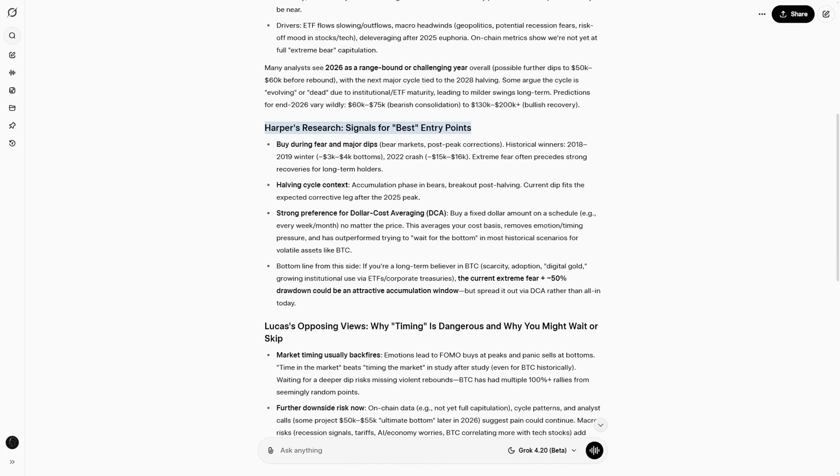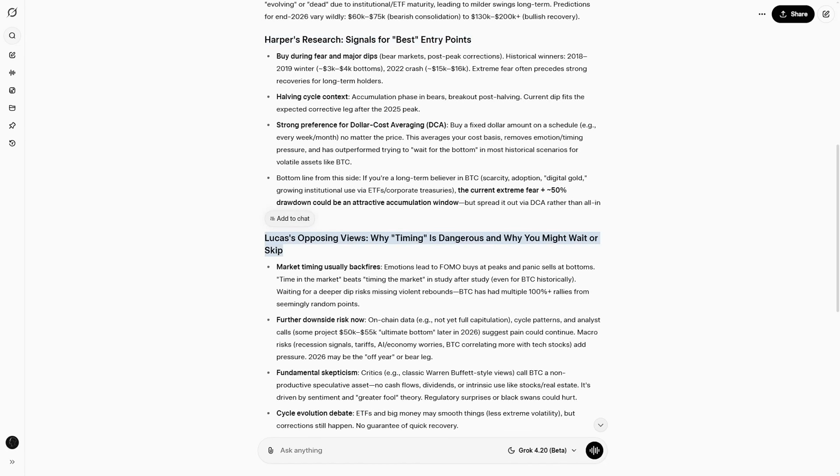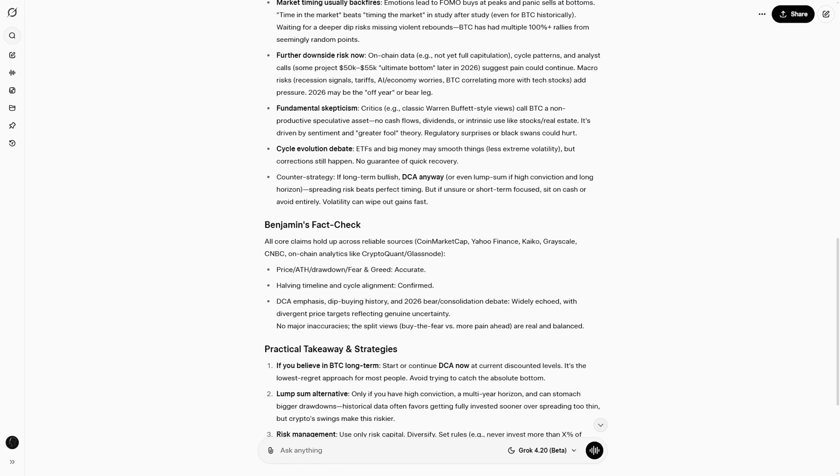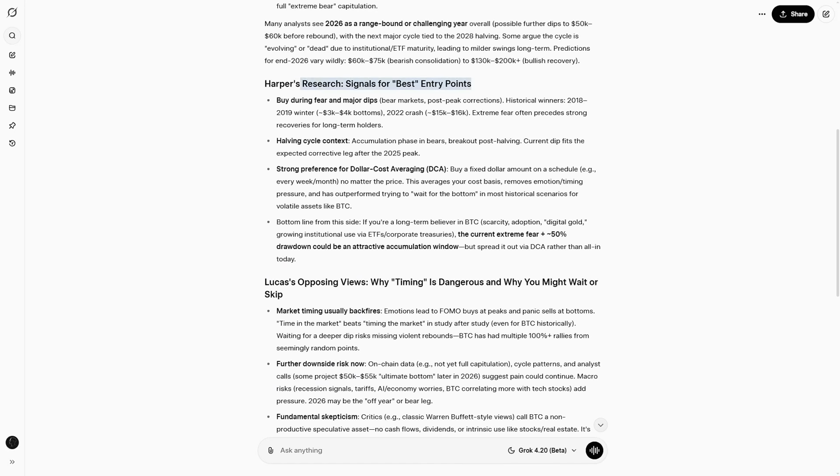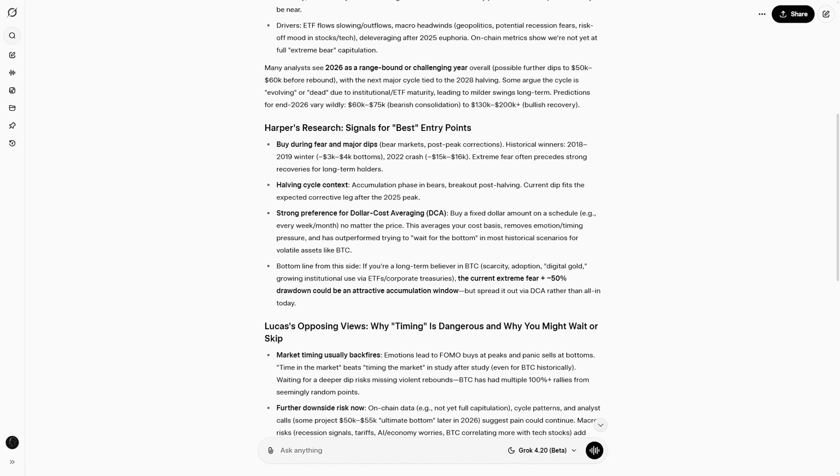So when you have Harper doing the research, Lucas then having the opposing views, and then you have Benjamin fact-checking it, I think this is arguably probably the strongest prompt because you essentially have two opposing views. And the reason I want opposing views here is because LLMs tend to be too agreeable. And when LLMs are too agreeable, they essentially don't give you a nuanced point of view, meaning that if you say, isn't today a good time to buy Bitcoin, it's probably going to agree and it's probably going to tell you that your idea is great.